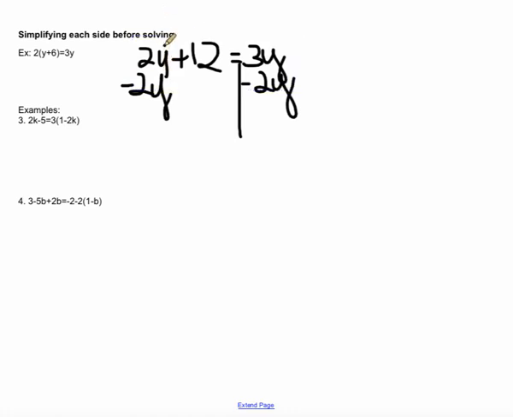2y minus 2y is 0. Bring down my 12. 12 equals, these are like terms, 3 minus 2 is 1y, or just y. So that's your answer. Y equals 12.